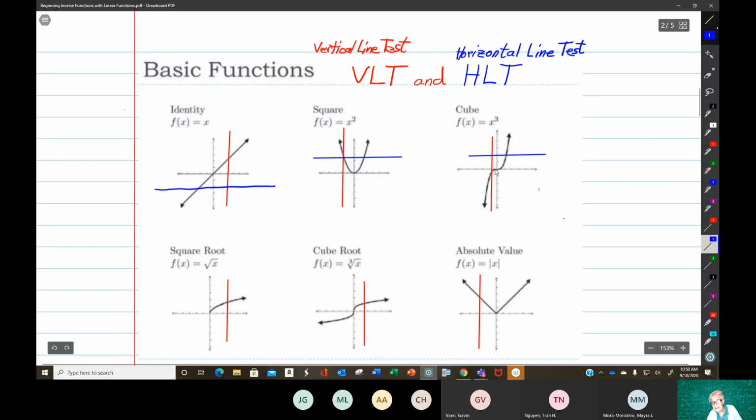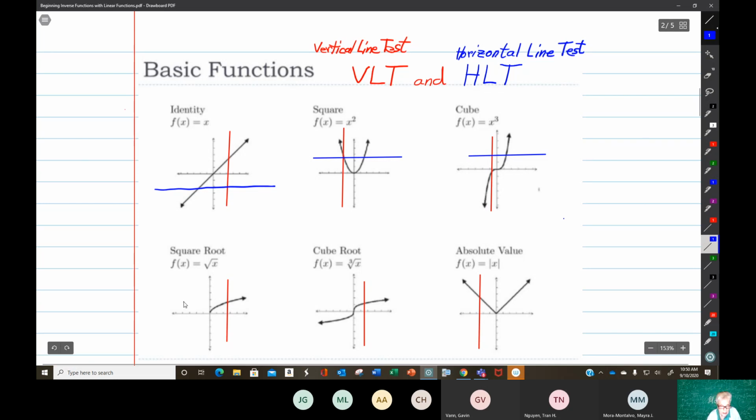I know it looks like this is laying down flat, but it's not. It's actually tilted. All of these things have been proven over the hundreds and hundreds of years. So this does pass the horizontal line test, and every horizontal line, if you look really closely, will actually only touch the graph at one point.